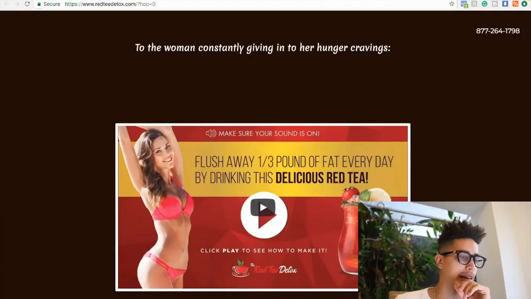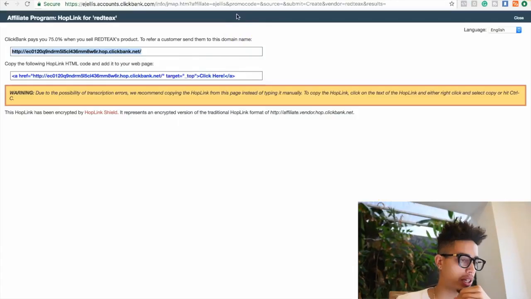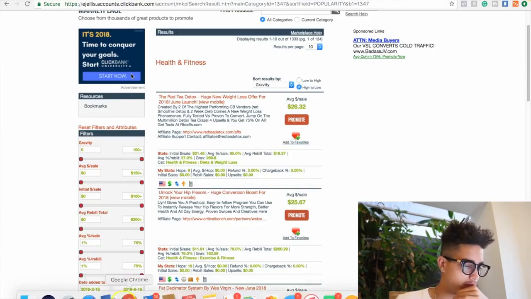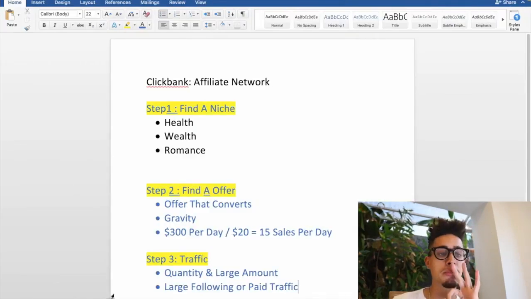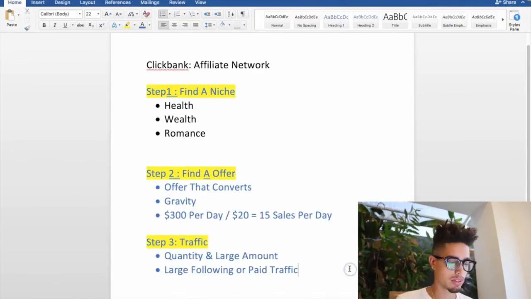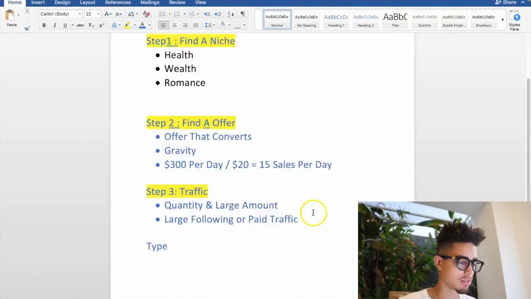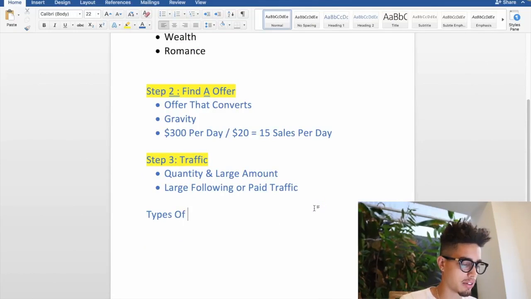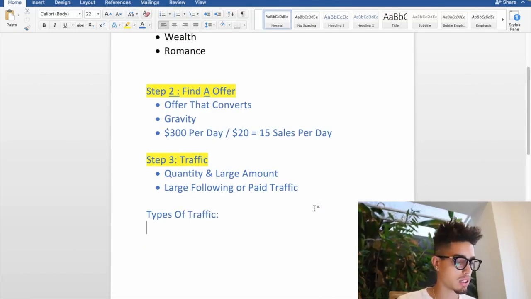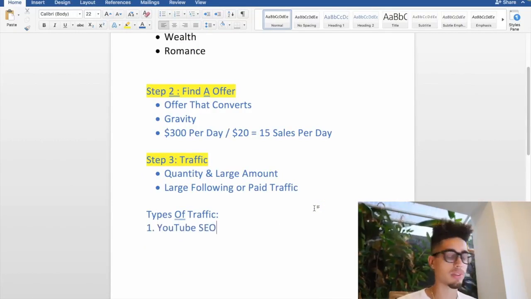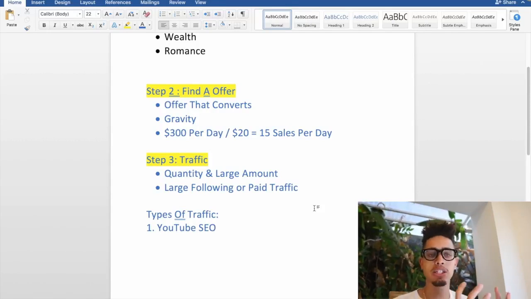But the next step is how we're going to get traffic to this link, right? Now, I'm going to give you guys 3 methods, 3 types of traffic. Number 1, guys, is YouTube SEO. That's what I'm using right now. I use YouTube, and you guys can create a niche-based account with your YouTube. It's a very simple method, right?